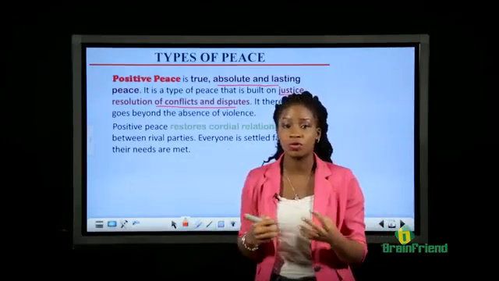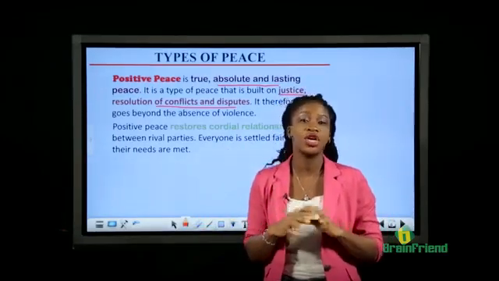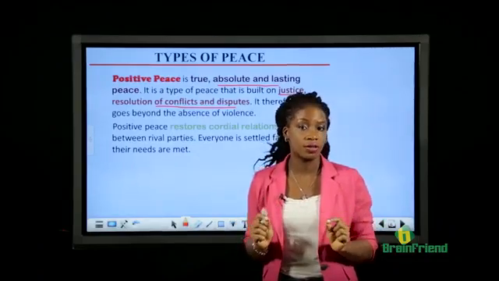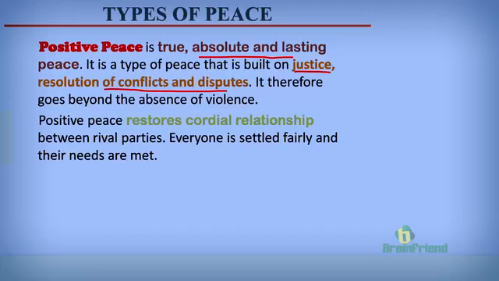But this type of peace comes from justice, and when people have actually resolved all of their conflicts. Now, this doesn't mean that two people or two parties have problems and then they decide to ignore themselves. That is not positive peace. In positive peace, the conflicts are resolved. There is no violence, and it restores cordial relationship between two rival parties. That's why I say the two parties do not just ignore the problem or the conflict. Rather, they come together and solve it and still have a cordial relationship between one another. Everybody is settled fairly and their needs are met.